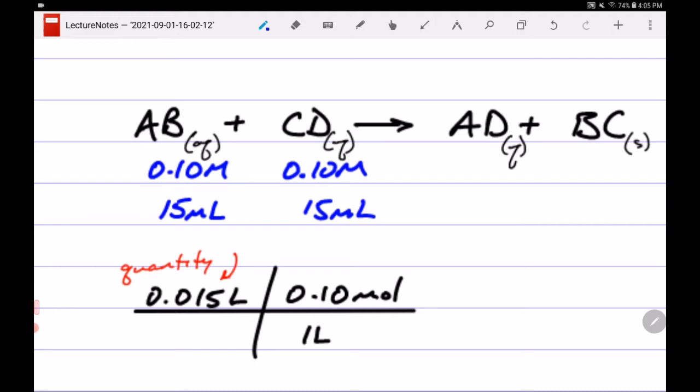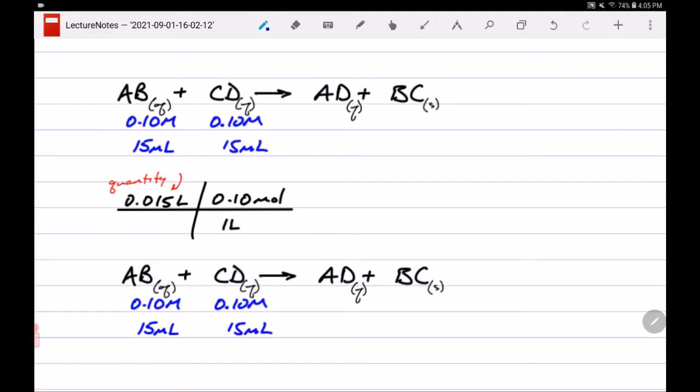Now, this is assuming that the ratio between the two is 1:1. If the ratio is not 1:1, then 15 mL of AB will not be equivalent to 15 mL of CD. If the equation is balanced with a 1:1 ratio, then this is true. Equivalent volumes will be equivalent number of moles.